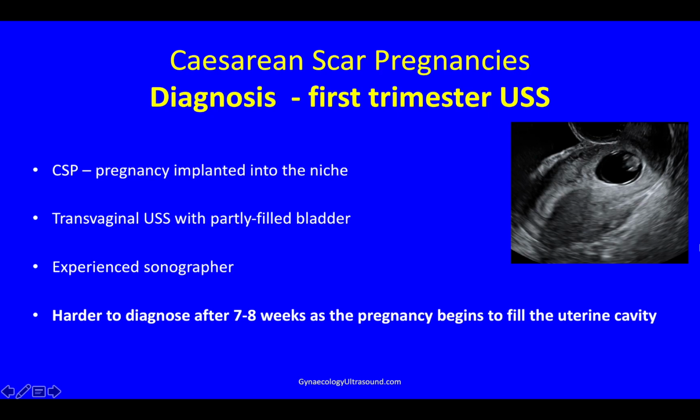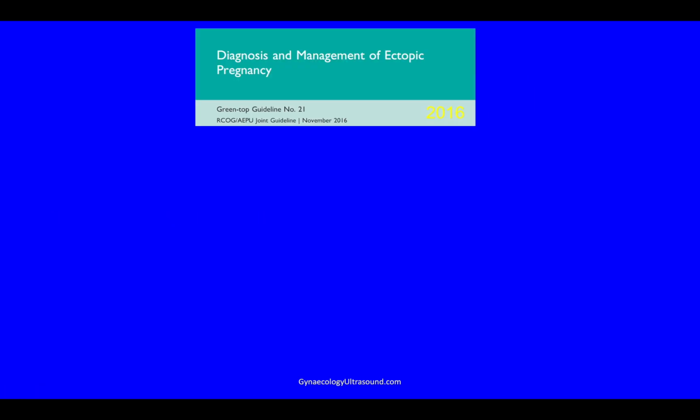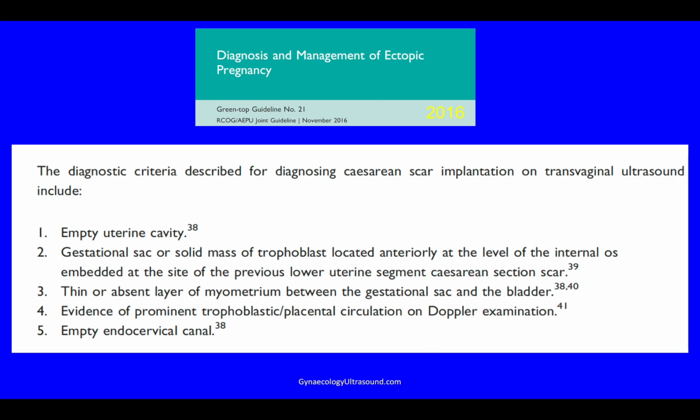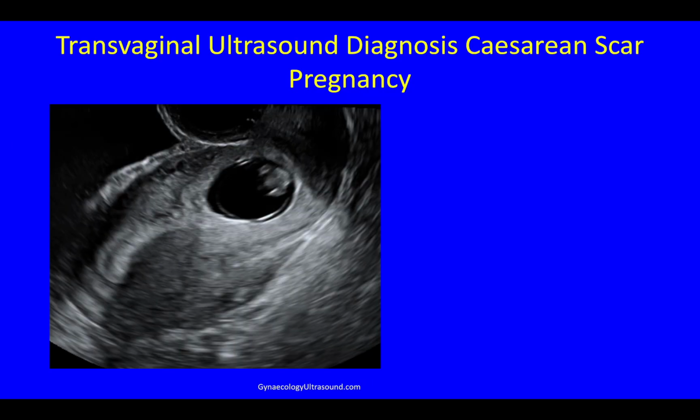In 2016, this green top guideline gave us diagnostic criteria, and it's that the uterine cavity is empty, that the trophoblast is embedded at the site of the previous section scar, that there's thin or absent myometrium between the sac and the bladder, prominent colour flow, and an empty endocervical canal. So what does that look like on ultrasound?